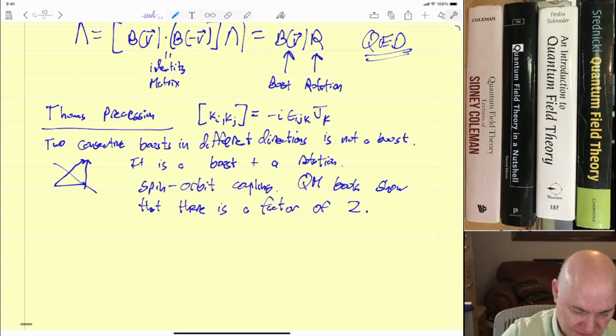And I'll just give a hand-waving argument, just a classical argument. Imagine you have a proton and an electron orbiting the proton. What we usually do to understand the interaction is we say, let's go to the frame where the electron is at rest.